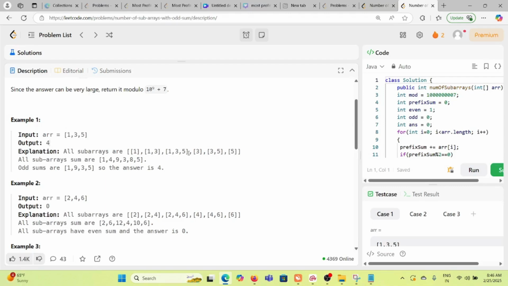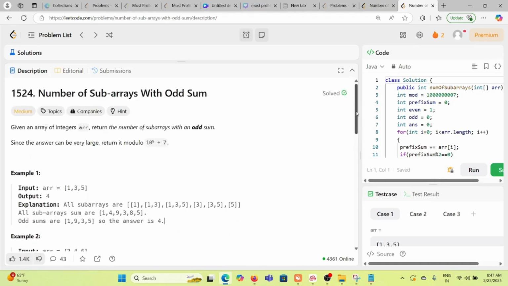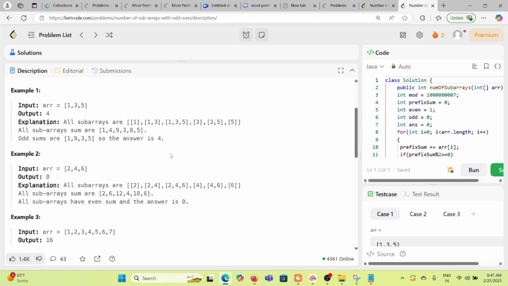For example, see here, these are the subarrays of this array. This array has this many subarrays. But out of these subarrays, we have to extract how many there are which, if we sum them, will give us odd numbers. Odd sum basically. So for example, see here, this is one subarray, and its sum is 1. So this is one example.